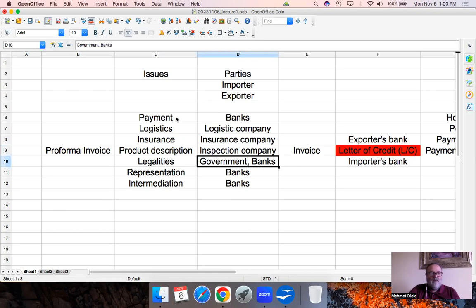Then we'll go through government. Government can also inspect. You could actually have government officials, customs officials at the port, who may want to just open the container, literally, go through the merchandise, the products, and they may want to actually inspect.